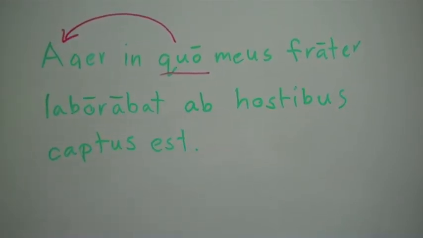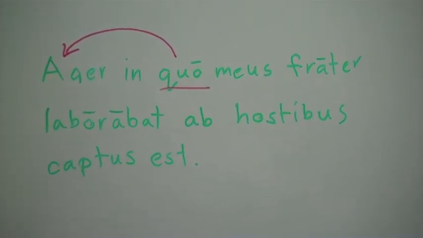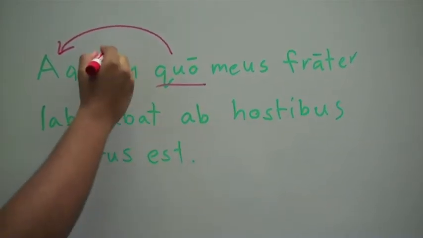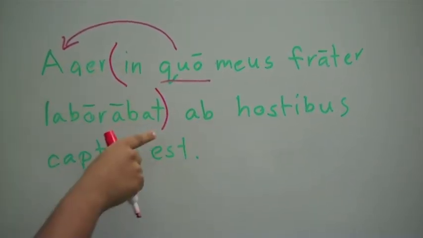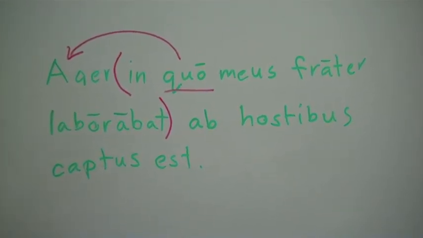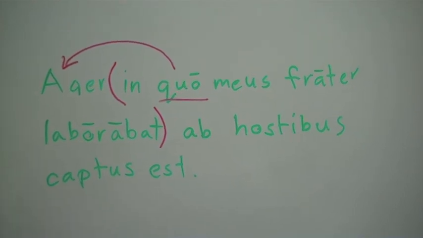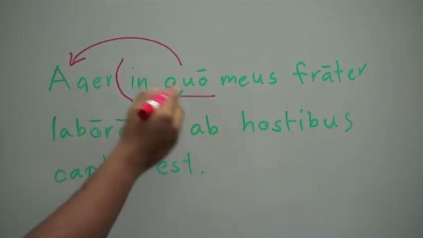However, its case does not match the subject of the sentence, the nominative. Instead, it corresponds to the use of the relative pronoun within the relative clause, marked by these two parentheses. As we translate the sentence, the farm in which my brother was working, we can see that quo is used in the form of the ablative, as it goes with the preposition in.